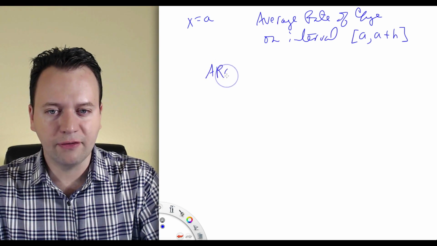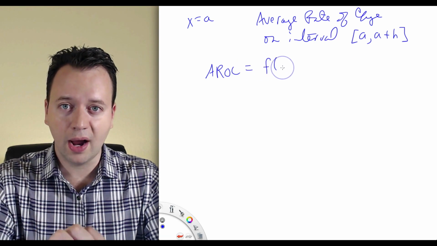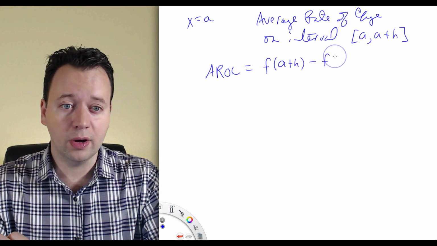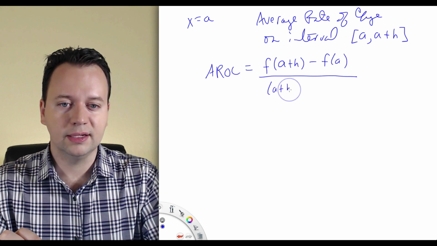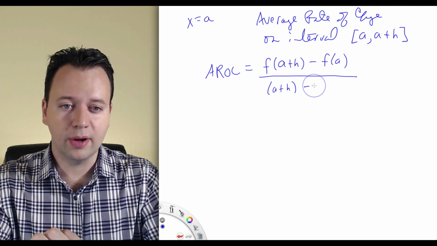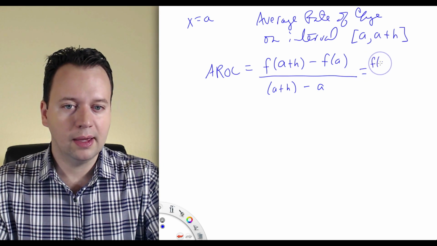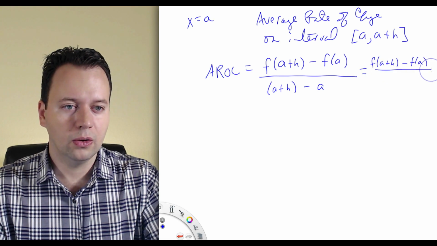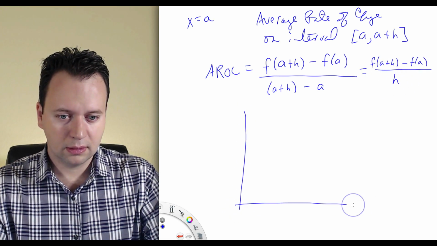So we know that the average rate of change is just going to be f at the second endpoint, the right endpoint, which is a plus h, minus f at the left endpoint, which is a, divided by a plus h, the right endpoint, minus a, the left endpoint, which is equal to f of a plus h minus f of a over h. And the picture of this is as follows.